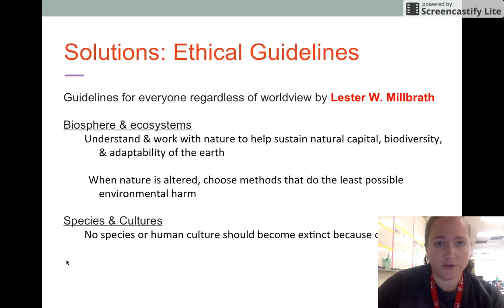And when we do have to alter nature, because we are going to develop things, that's just a reality, we need to choose methods that are going to be the least harmful to the environment. And then when dealing with species and different human cultures, there's the idea that no species or human culture should have to become extinct because of something that we are doing.